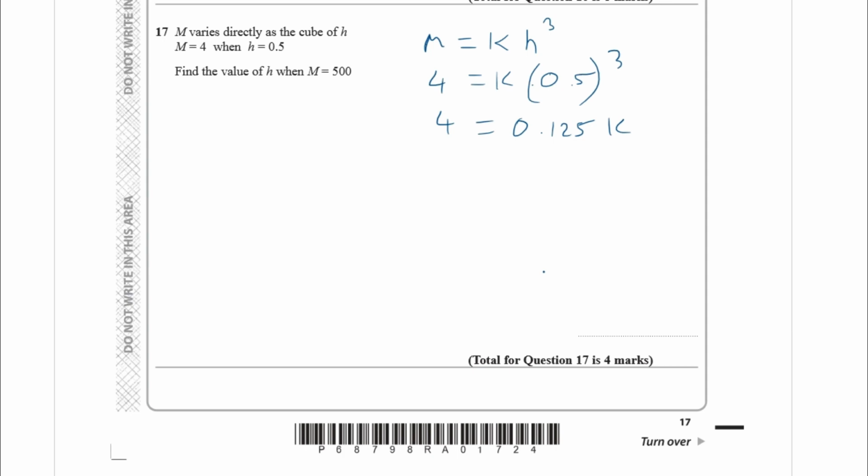And if I move the 0.125 to the other side, by the way, 0.125 is just 1 over 8. This would be a good way to do it. Actually, I'm probably going to do that. I'm going to say 4 is equal to 1 over 8 k. Okay, so I'm just changing this decimal into a fraction. The 8 can move to the left. 32 is equal to k.